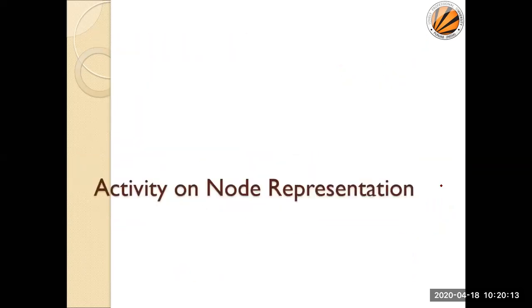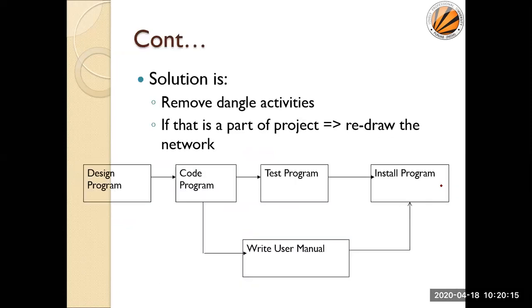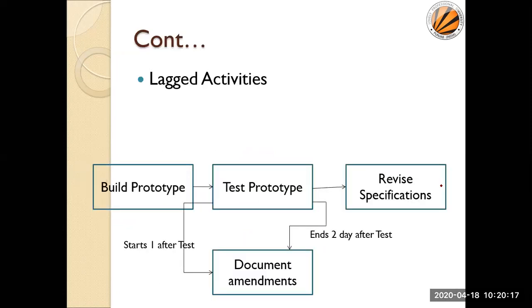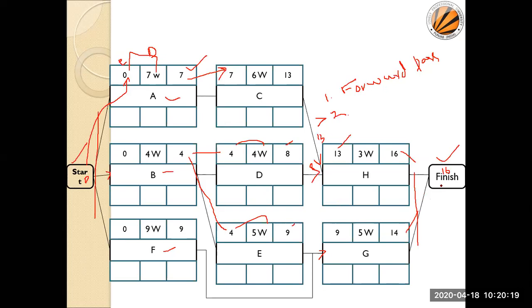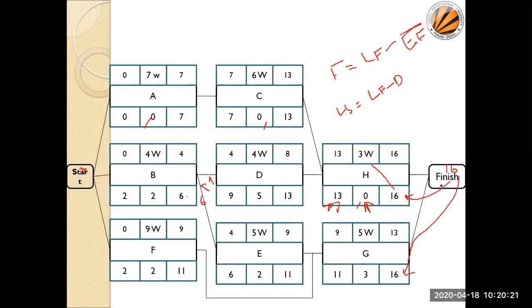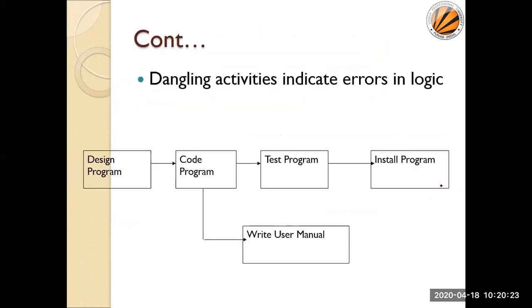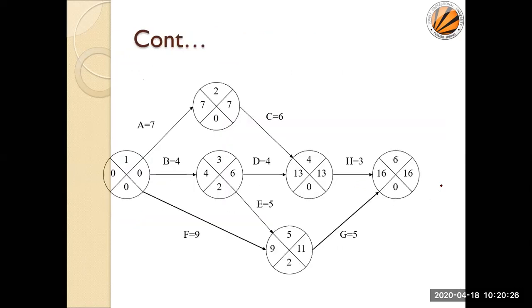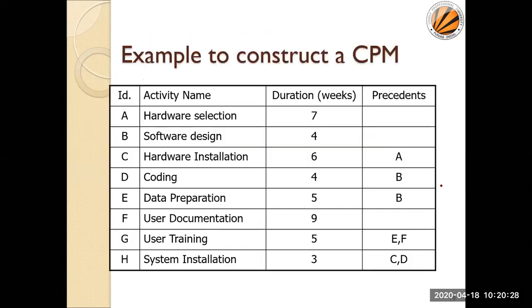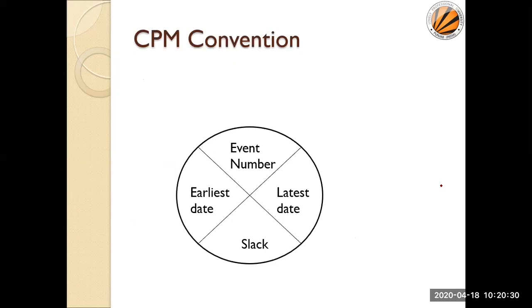Now this is the one way. Another way of representing this particular one is known as my AON. And AON, I don't think this is available in this. Yes, sir, activity on node. I think activity on arrow, this is AOA.